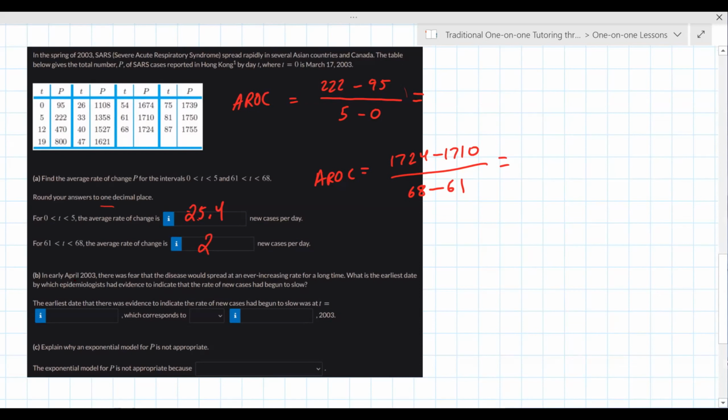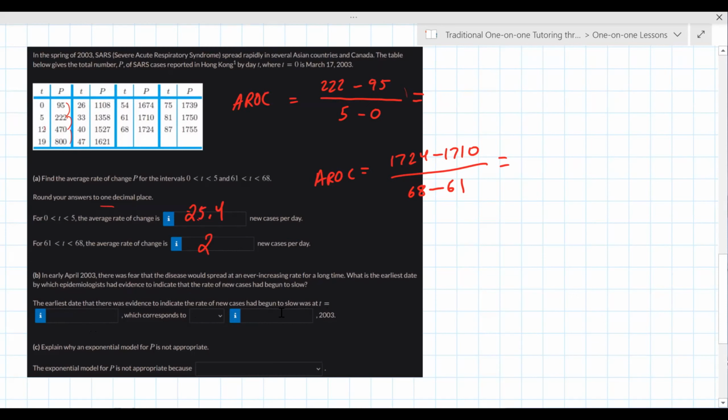By early April 2003, the ever increasing rate, what is the earliest day which the rate had begun to slow? T equals blank, which corresponds to, okay. So what they're kind of asking here is, when does the increase between points get smaller, when is the individual slope finally getting smaller? And so to do this, we're going to say something like T equals, and we're going to pick one of these numbers based on that, and then which corresponds to some year.